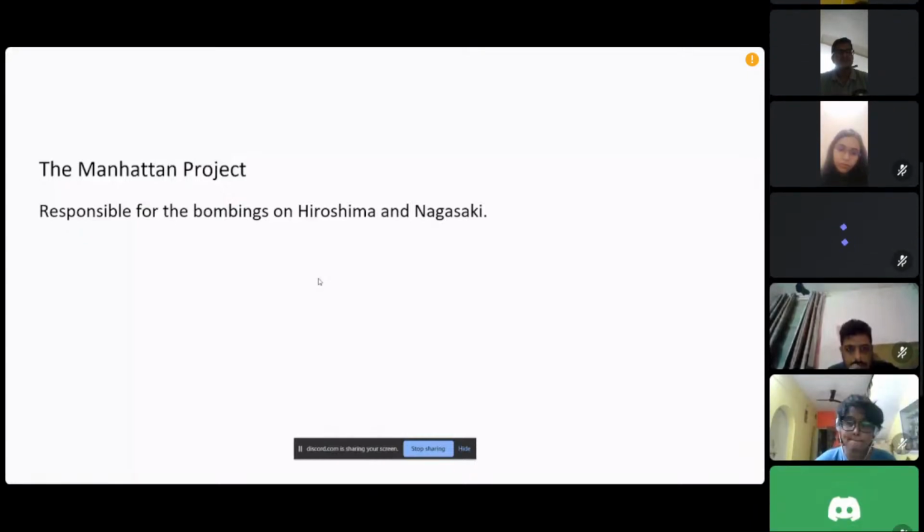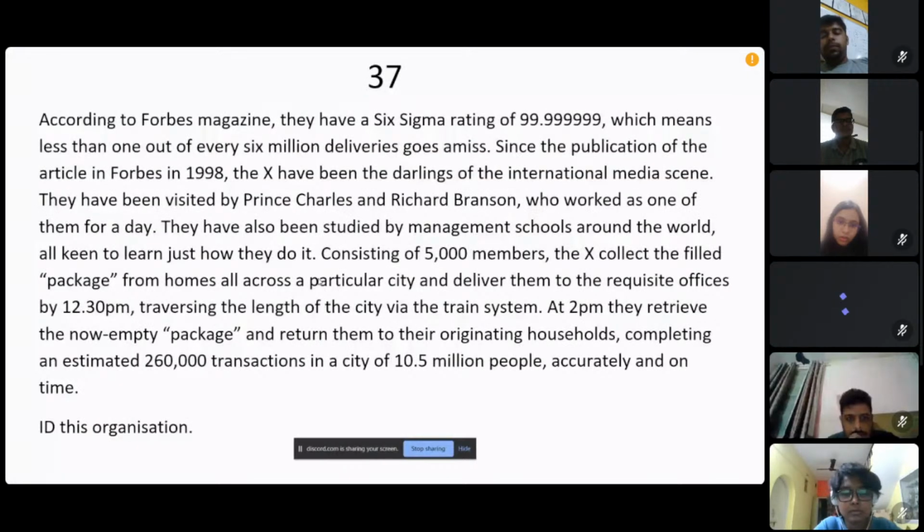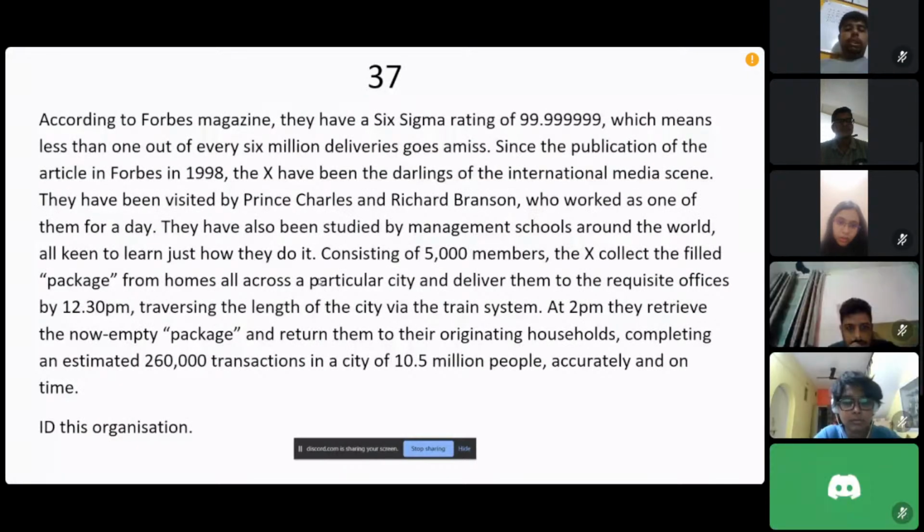Memories go amiss. The publication of the article in the who worked as one of them. They have also been trained by management schools around the world, all keen to learn just how they do it. Consisting of 5,000 members, they collect filled packages from home.